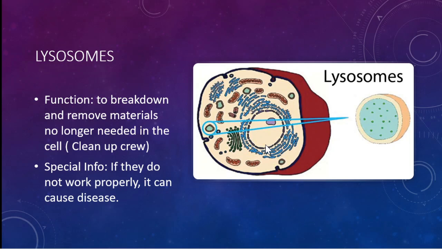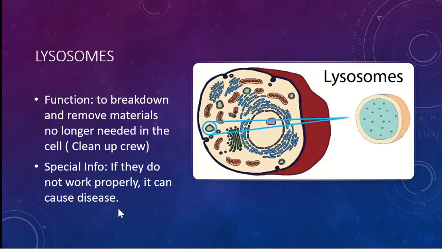Lysosomes. They are a little bit bigger than the ribosomes that almost look like dots, but their function is to break down and remove materials no longer needed in the cell. So they are like the garbage trucks. They are the cleanup crew. They take things out that the cell doesn't need anymore. Special information: if they do not work properly, it can cause disease.